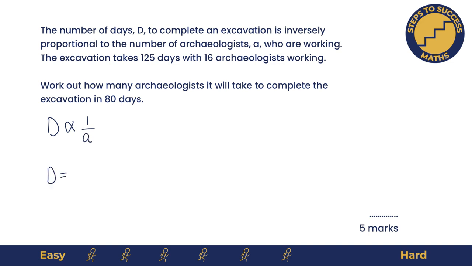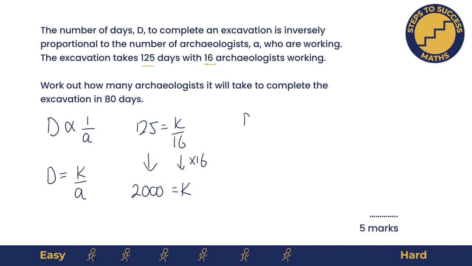So D is proportional to 1 over A. D is equal to K over A. We know it's 125 days when there are 16 archaeologists. So 125 equals K over 16. And if we multiply both sides by 16, 125 times 16 is 2,000, and that equals K. Now we'll write our rule down again. D is equal to K, which is 2,000 over A.